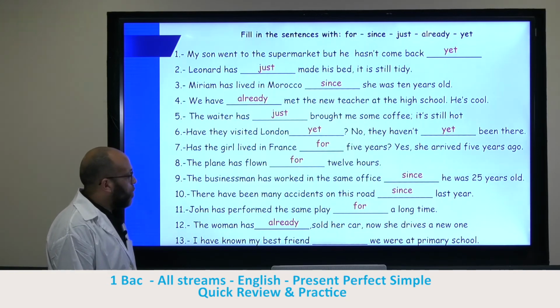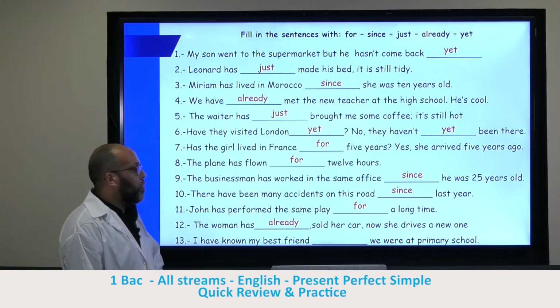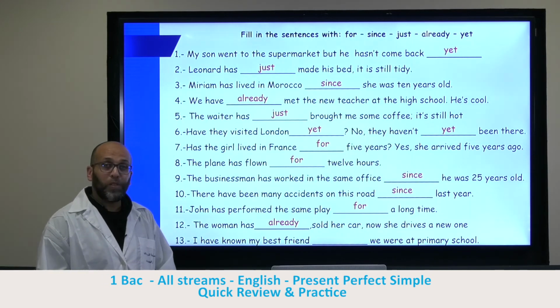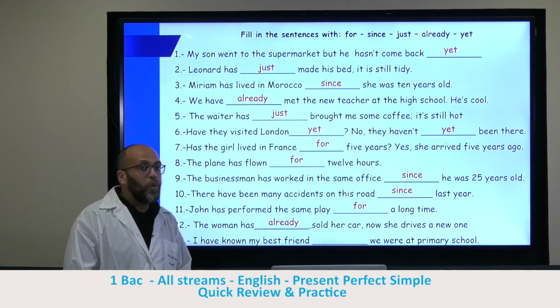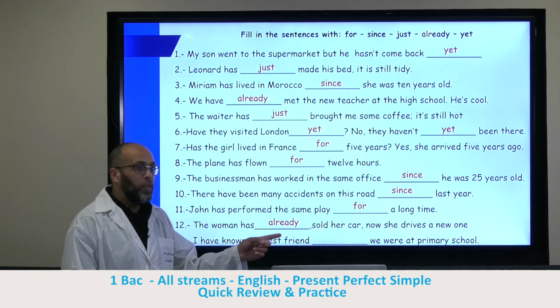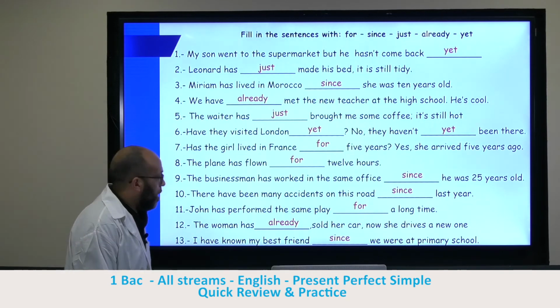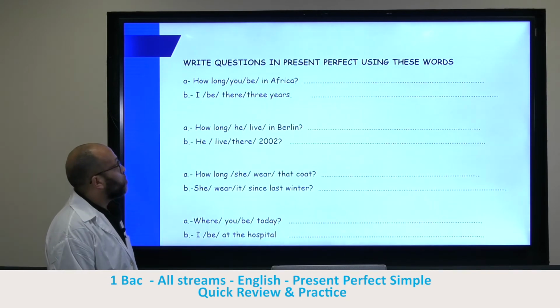13, I have known my best friend since we were at primary school. So we know each other today. We are best friends. What was the first time we met? We were at high school. So since that time up to now, we have been best friends.